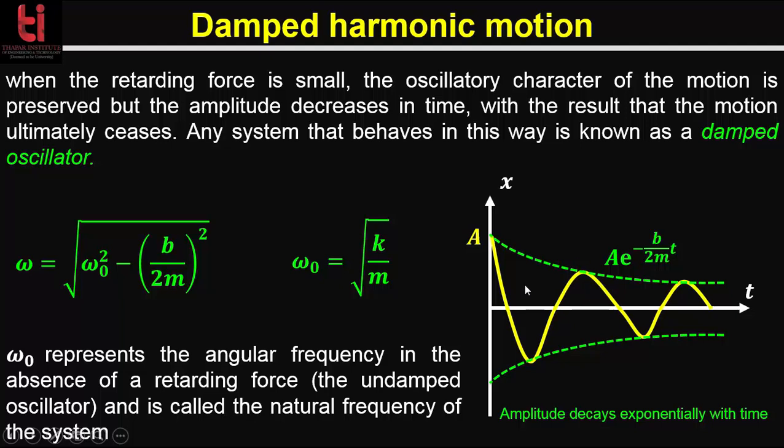This figure shows the variation of amplitude with time, illustrating the decay in amplitude of a damped harmonic oscillator. The green dotted line represents the exponential term, which forms an envelope for the oscillations. Here A is the maximum amplitude at t equals 0.